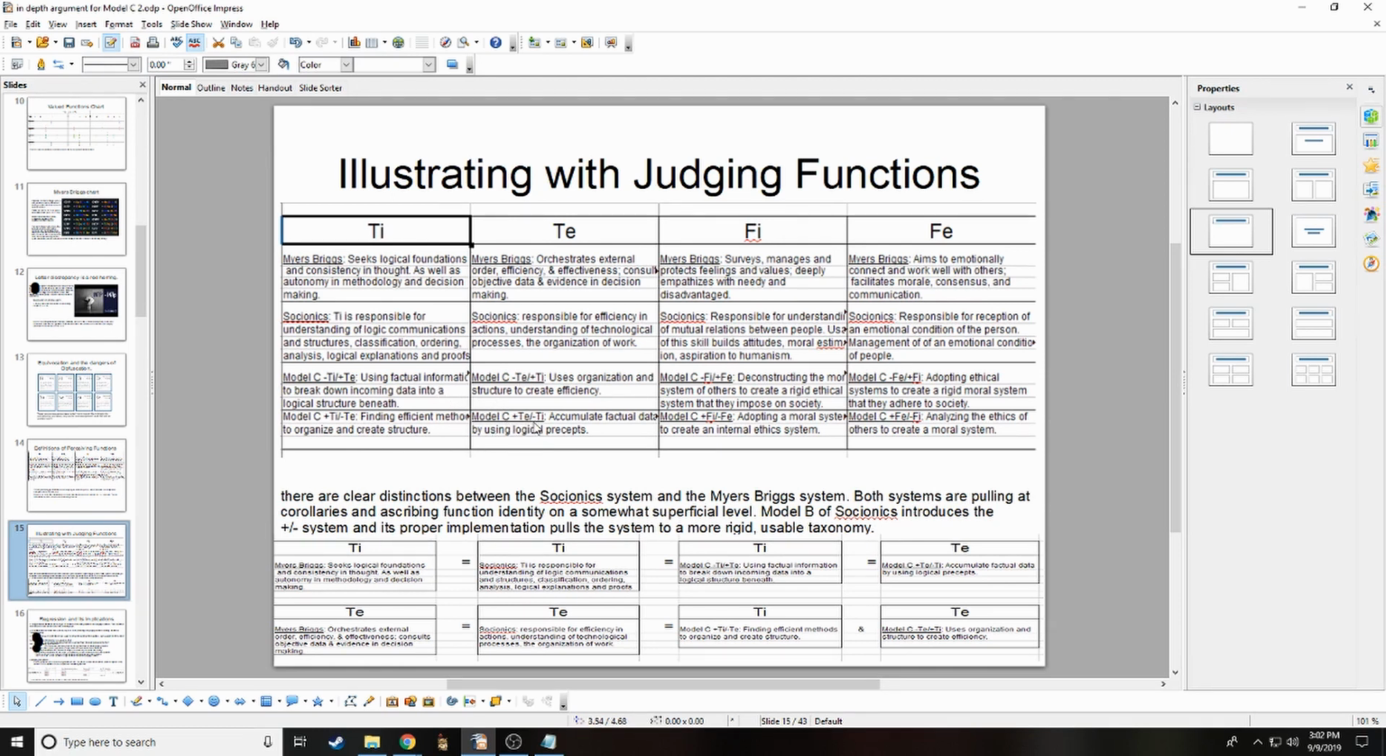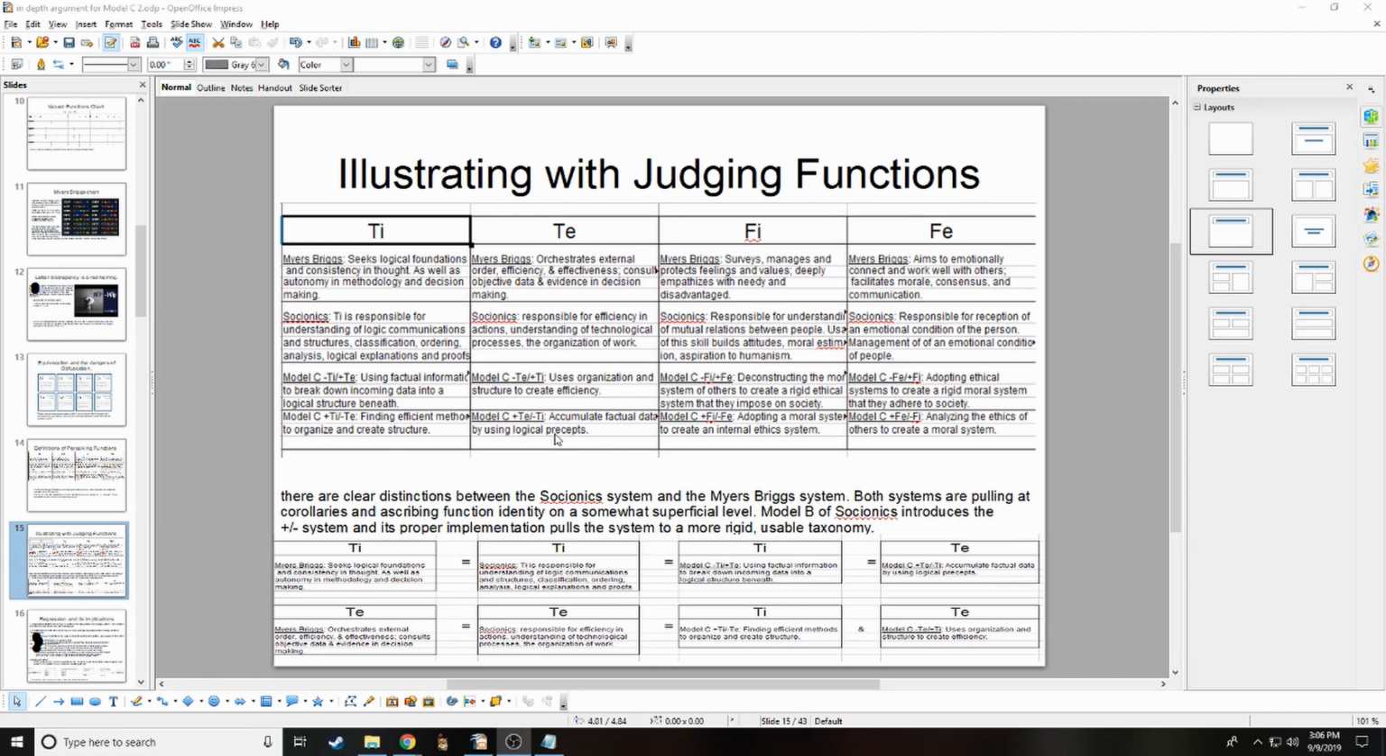Model C, positive Te and negative Ti, they accumulate factual data by using logical precepts. Just as these are opposites of each other, these are also going to be opposites of each other. So the Model C, positive Te, negative Ti, accumulates factual data by using logical precepts. And so what this means is they break down a logical pattern and then pull out the information from it. Whereas negative Ti, positive Te will notice the factual data and pull out the logic from it. This is like their main goal, and this would be their main goal.